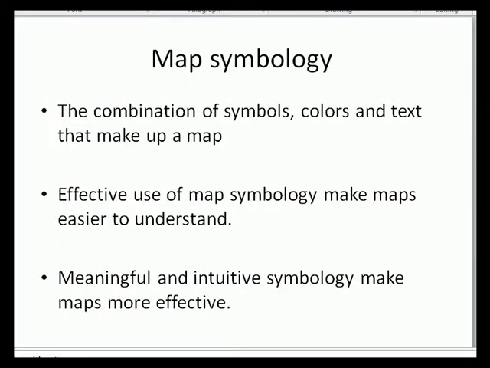So map symbology, one definition of it, or one thing we say about it, is it's the combination of symbols, colors, and text that make up a map. By using effective symbology, we make maps easier to understand. So when people look at a map, if it has effective symbology on it, it's easier to take away the meaning of the map. Meaningful and intuitive symbology also make maps more effective in general.